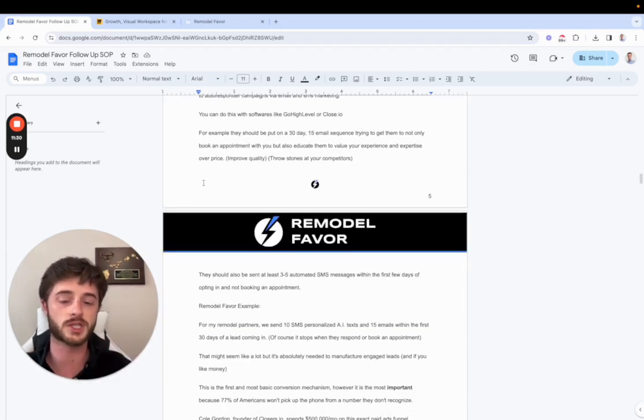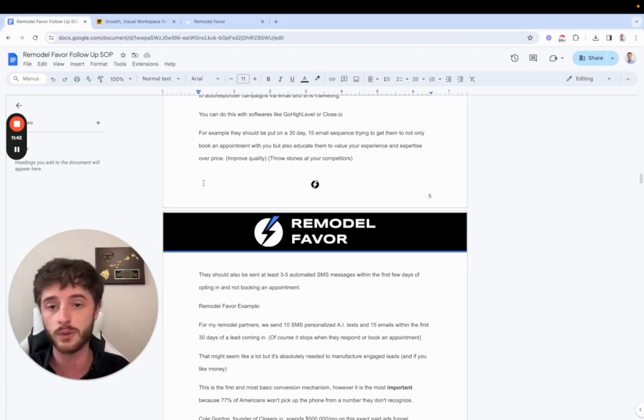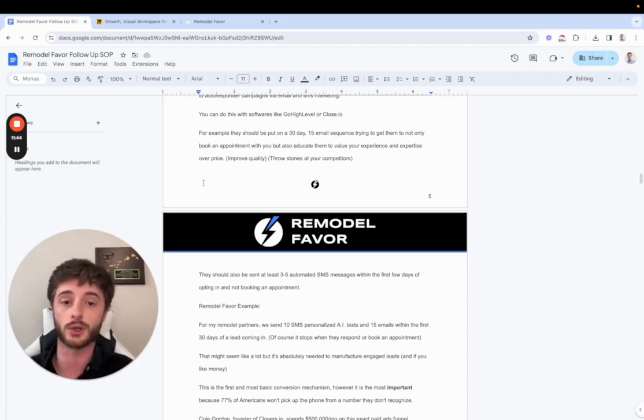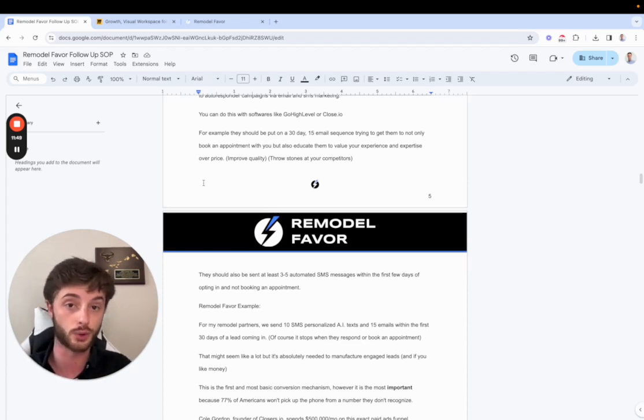And so, for example, they should be put in a 30-day, we do 45-day now, but 30-day, 15 to 25 email sequence, trying to get them to not only book an appointment with you, but also educate them to value your experience and expertise over price. And this is really how you improve the quality of the leads.